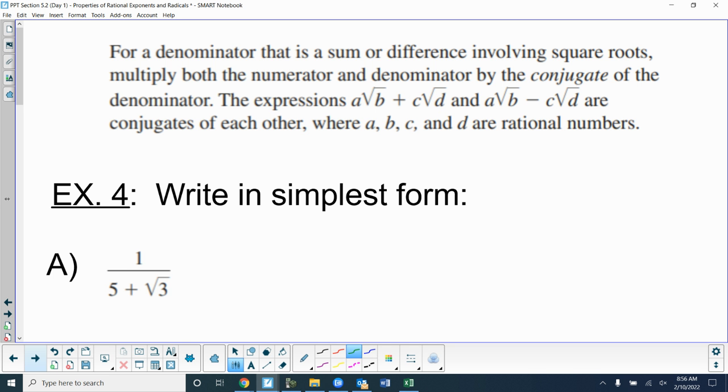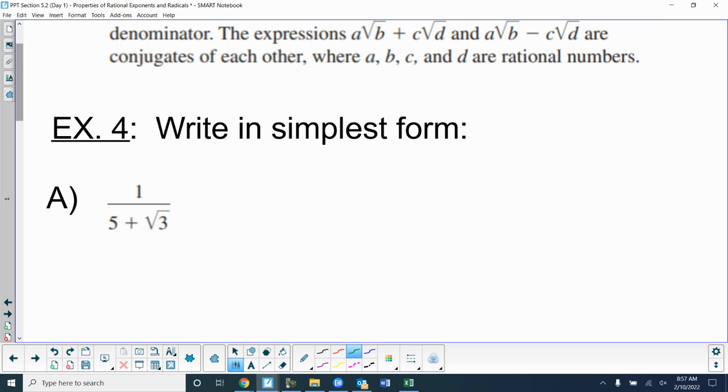When a denominator is a sum or difference involving square roots, multiply both the numerator and denominator by the conjugate of the denominator. Okay? So expressions like a radical b plus c radical d and a radical b minus c radical d, they are conjugates of each other.